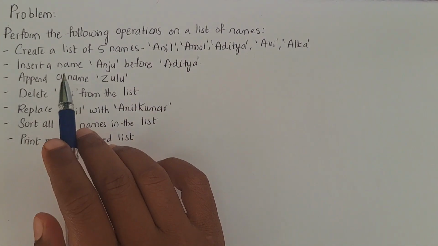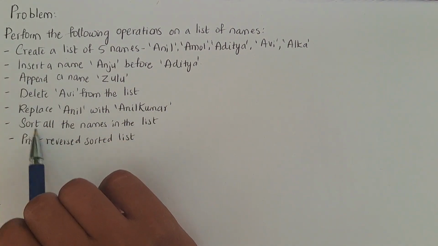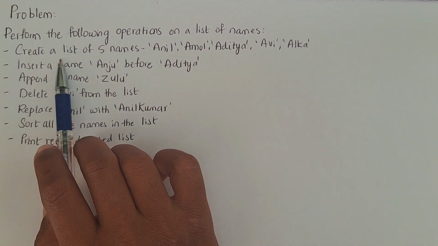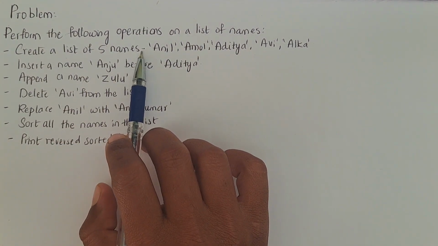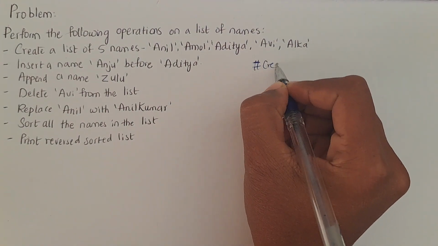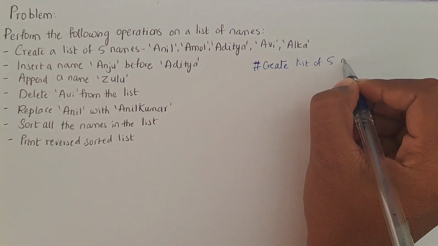So let's get into the given statements. For these given statements, we have to write the code. The first one is create a list of 5 names. So how can we write it? If you take create a list of 5 names, you can write it as.